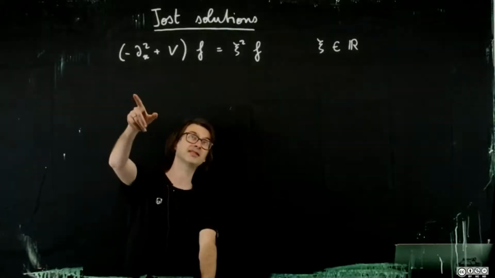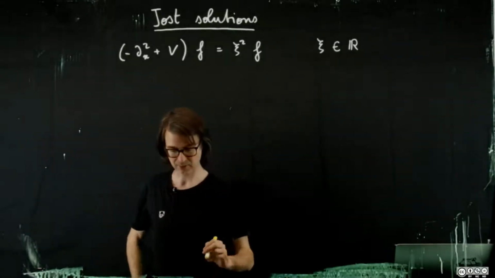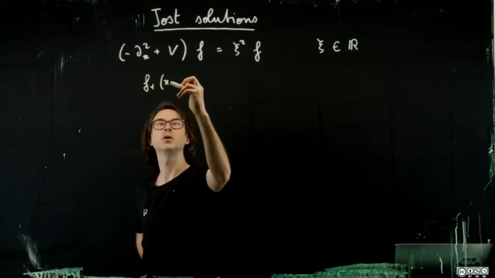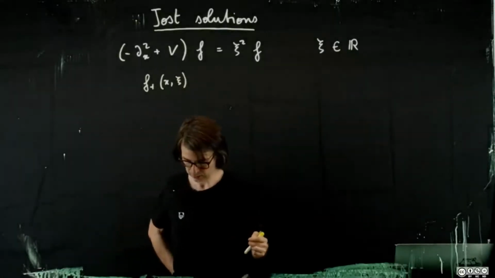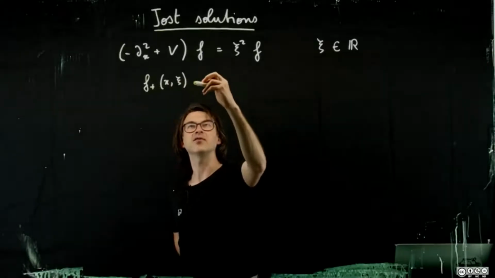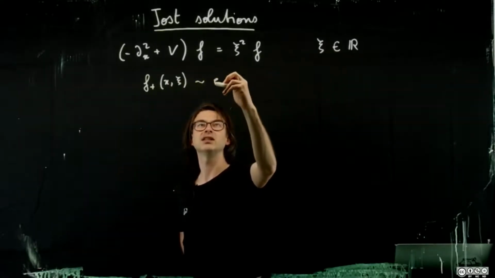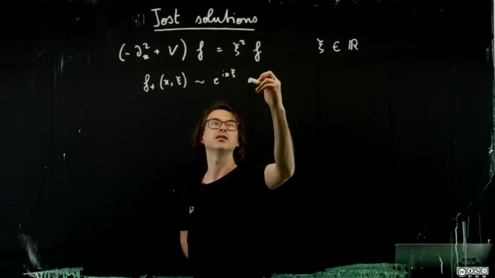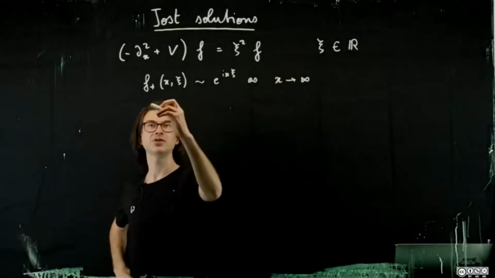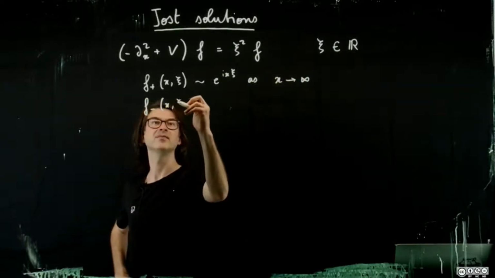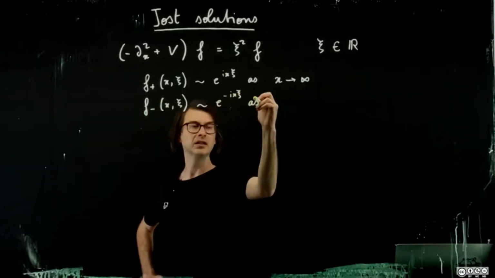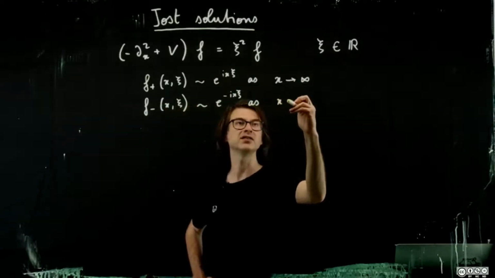So the Jost solutions solve this equation, and they have the following boundary condition. There is one which is called f plus, which is such that f plus of x, ξ is equivalent to e^{ixξ} as x goes to infinity. And there is one which is called f minus, which is equivalent to e^{-ixξ} as x goes to minus infinity.